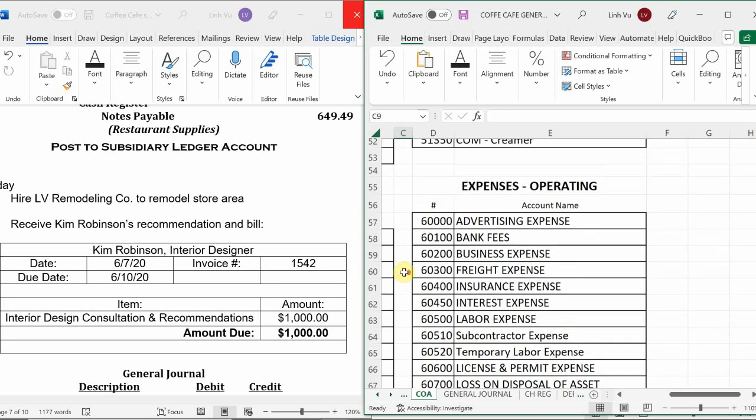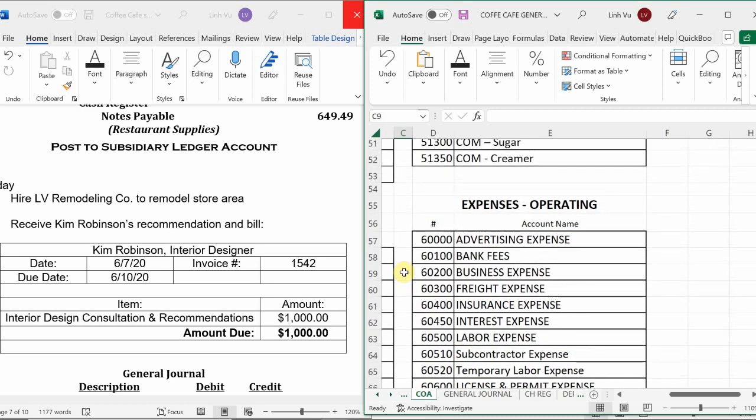We can go through the list and determine. Is this an advertising expense? No. You didn't pay Kim to do anything except, she's not advertising for you. Is this a bank fee? No. Is this a business expense? I would say yes. Okay, so that's a potential, but let's see if there's any other account that could fit it better. Maybe the subcontractor expense. Is this a freight expense? No. Insurance expense? No. Interest expense? Labor expense? No. So is it subcontractor?